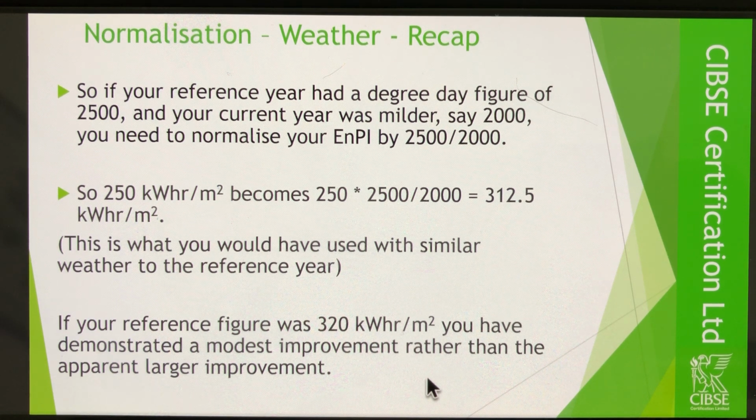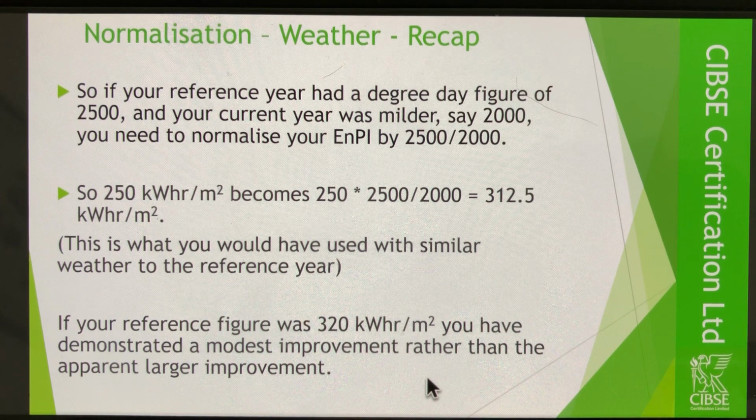I said this would be difficult in the abstract. So you're making a fair comparison. So this is what you would have used with similar weather to the reference year. You only used 250 because it was a mild year. But if it had been an identical year weather-wise, you'd have used 312. So if your reference year was 320, you can see that you've demonstrated a modest improvement.